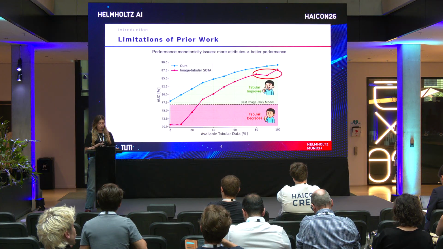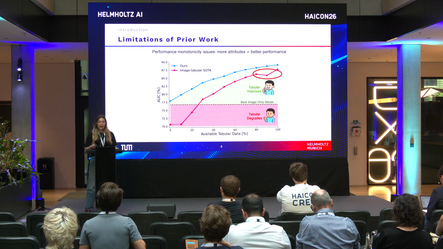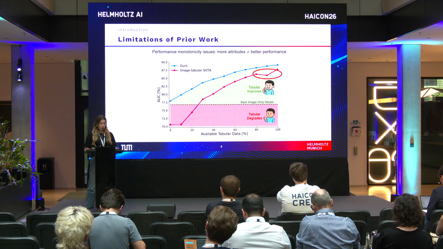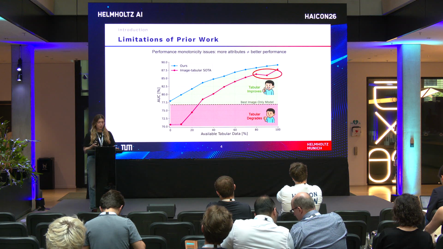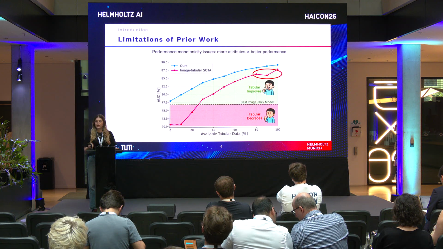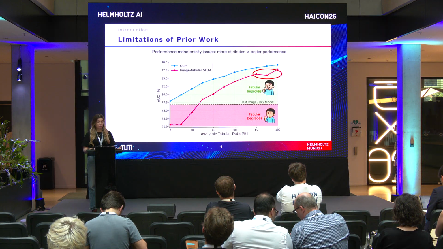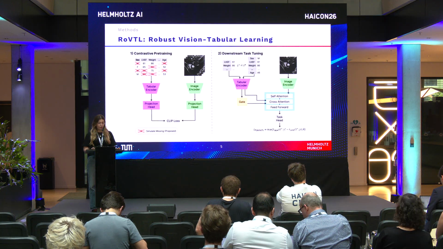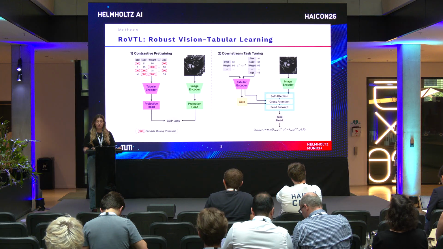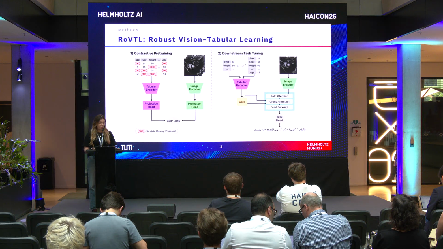And furthermore, we also realized that as you use more tabular attributes, it also doesn't mean that there is a performance monotonicity of more attributes equaling better performance, which is also an assumption that you would have, because if you use more attributes, you would also want to achieve better performance. But most likely, because some of the attributes actually introduce noise, they make the predictions harder for the model rather than easier. And so this is what we try to address in our method called RoVTL for Robust Vision-Tabular Learning.